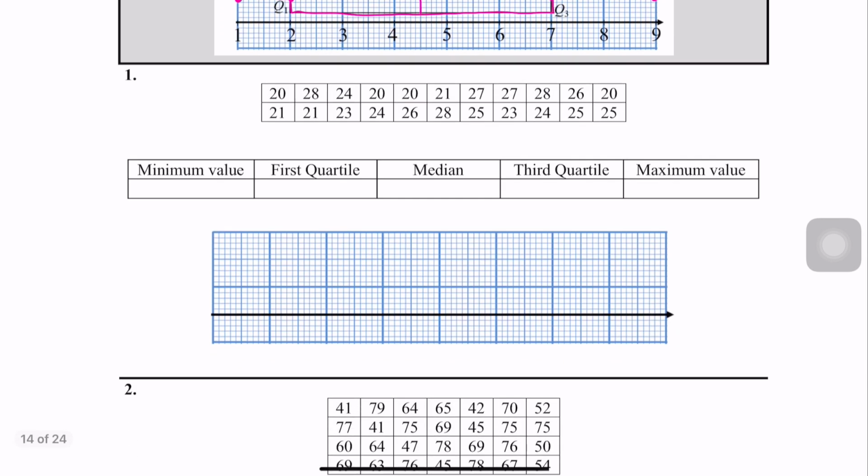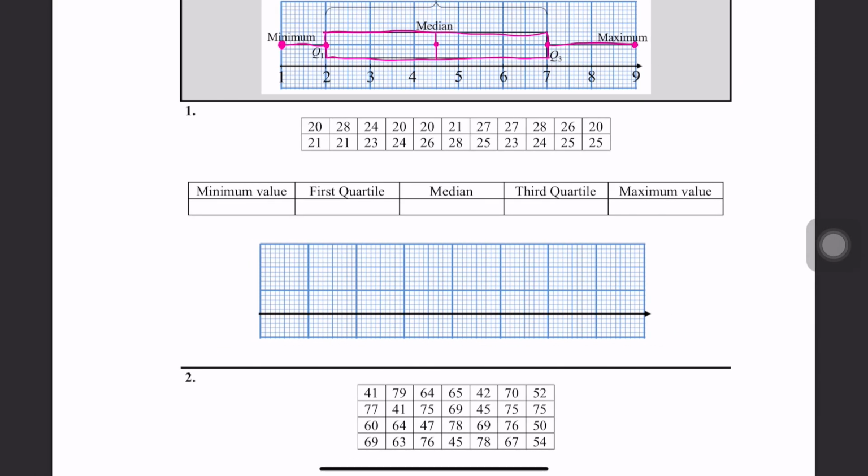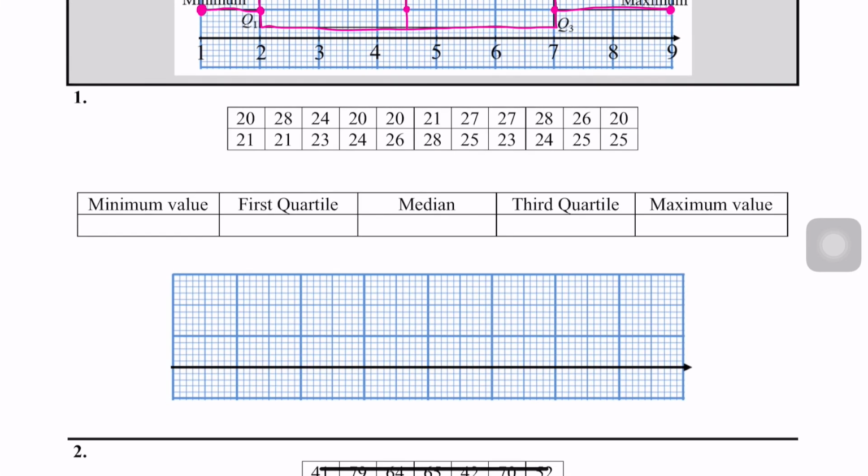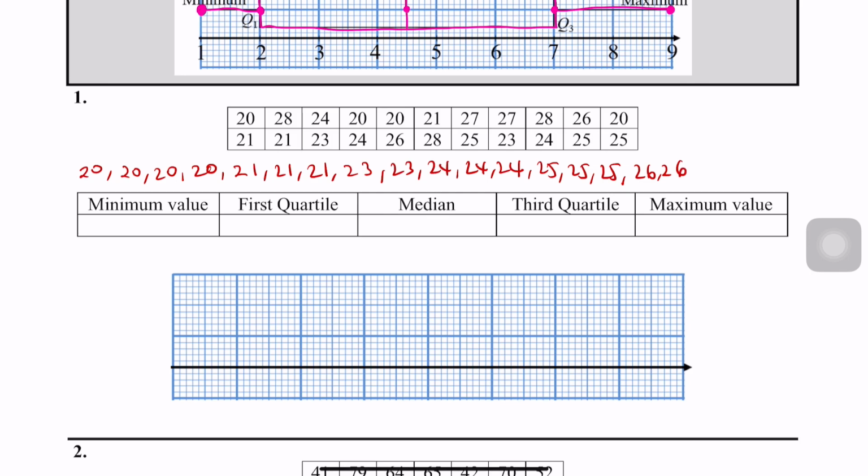Okay, so let's do together question number 1. First of all, you need to arrange it in ascending order. So we have 20, 20, 20, 20, 21, 21, 21, 23, 23, 24, 24, 24 (3 times), 25, 25, 25, 26, 26, 27, 27, 28, 28, 28. There's a lot of numbers.